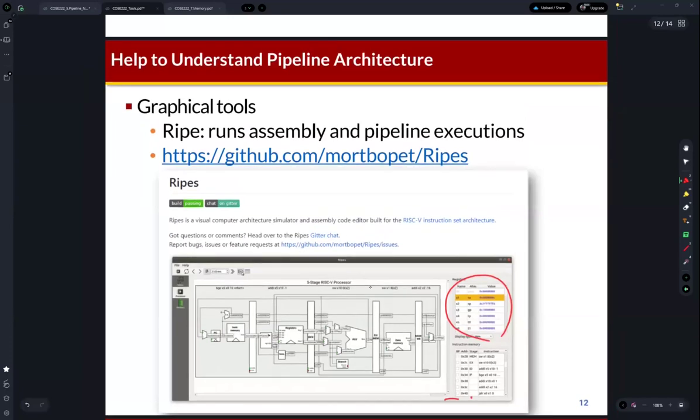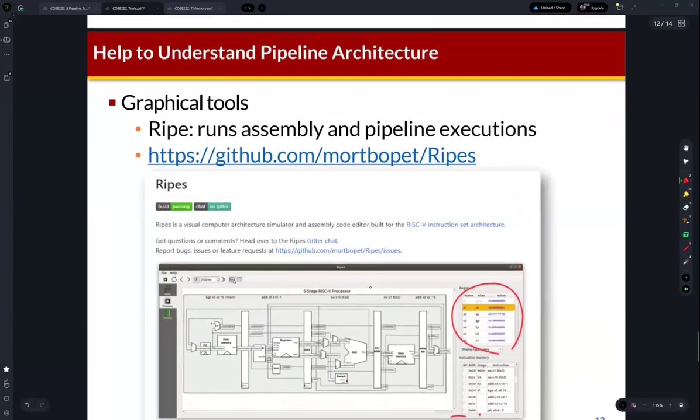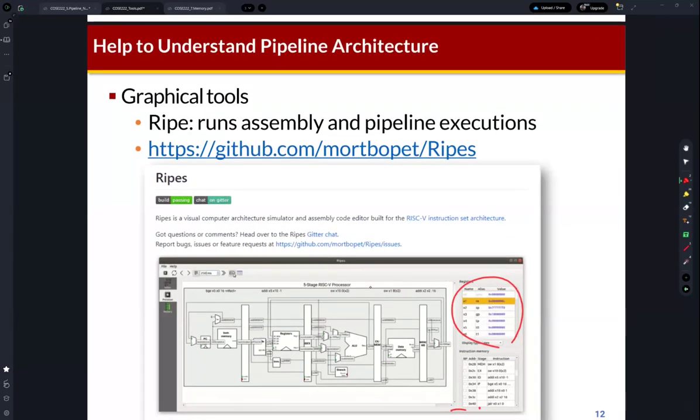Okay. So actually you are learning about the hardware architecture from the very basic, simple, but fundamental processor architecture in this course. So try to understand the real behavior of this pipeline architecture. Okay, you can get help from some sources.